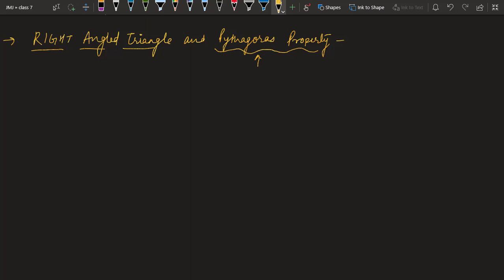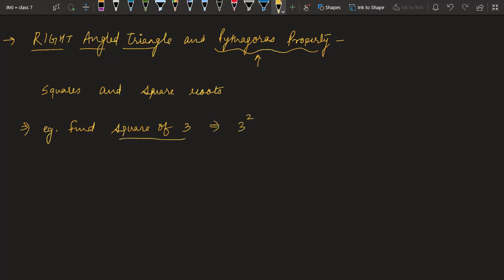But before that, we need to have an idea of squares and square roots. So first, let's have an idea of squares and square roots. Let us understand what a square is. The square of a number is when you multiply the same number two times. Suppose I say, for example, find the square of 3. It means you want to find 3 square.